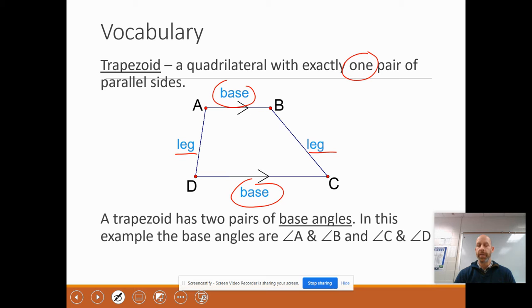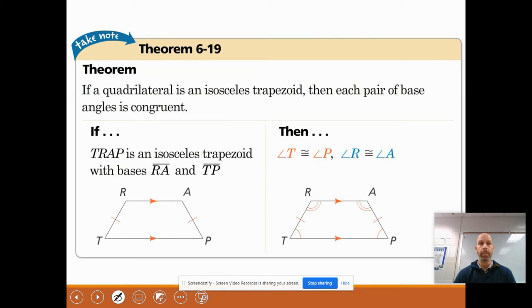And then we have some things called base angles. Angle A and angle B are what we call a pair of base angles. A pair of base angles are two angles that have a common base. So A and B are a pair of base angles, and C and D are a different pair of base angles. I should note that A and D are not base angles.